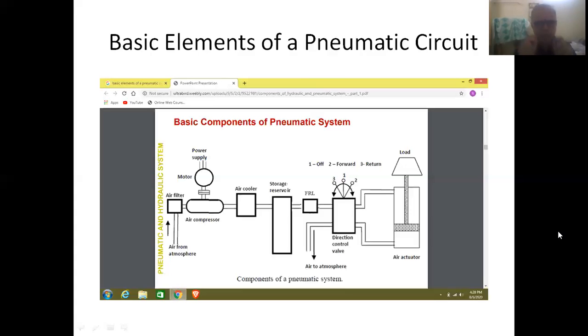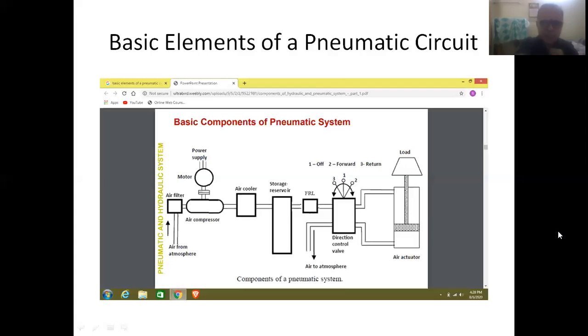So we have to make arrangements for regulating the pressure of the fluid that is entering the cylinder. Therefore, we have to provide this second element, called a regulator. It is used for regulating the pressure of the fluid, so generally it is referred to as a pressure regulator.